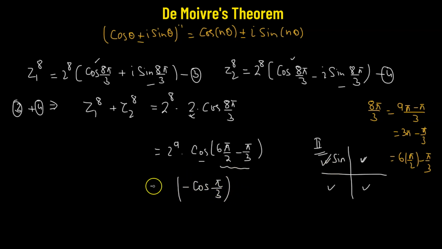So this is now multiplied by 2 raised to the power of 9. So we have 2 raised to the power of 9 and cosine of pi over 3, which is half. So we have negative half, or this value simply equals negative 2 raised to the power of 8. So our value is negative 256.